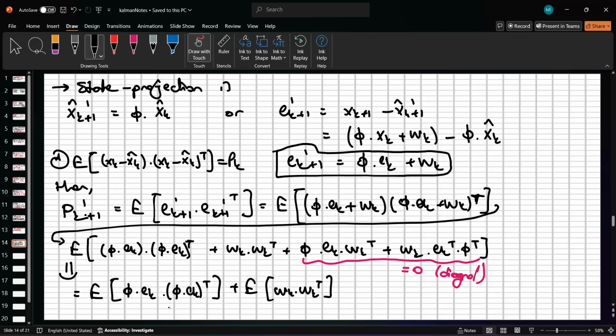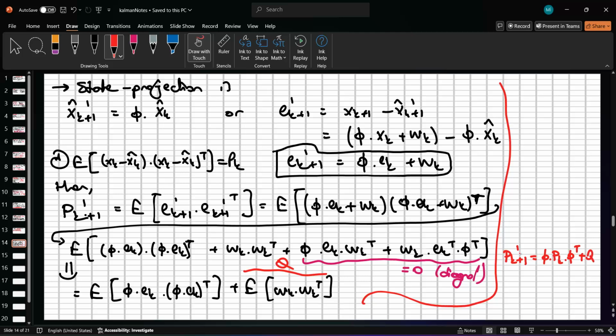Okay? And so just remember, what is this value? This value is equal to Q. And so in the final formulation, we have this beautiful formula. I'm writing in here P_{k+1} hat is equal to Phi times P_k Phi transpose plus Q. See? The error covariance matrix is in the form of the discrete dynamics, right? So we have the error covariance in here, and so we can update the hat values from this one, and so we can build the algorithm.